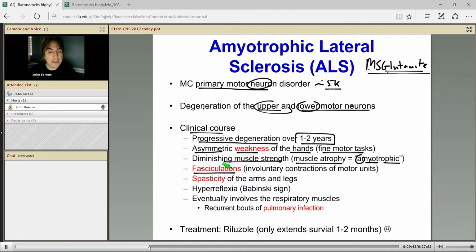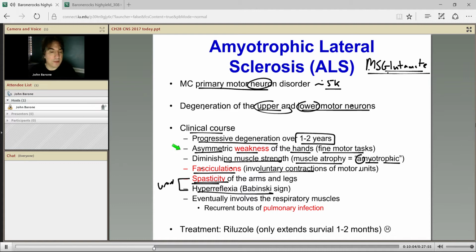You start getting these involuntary contractions. This is called fasciculation. This is what denervated muscle does. It twitches and it atrophies. So involuntary contraction of motor units. And they tend to get spasticity when the upper motor neurons are involved. Remember, upper for spasticity, hyperreflexia, and don't forget your Babinskis.